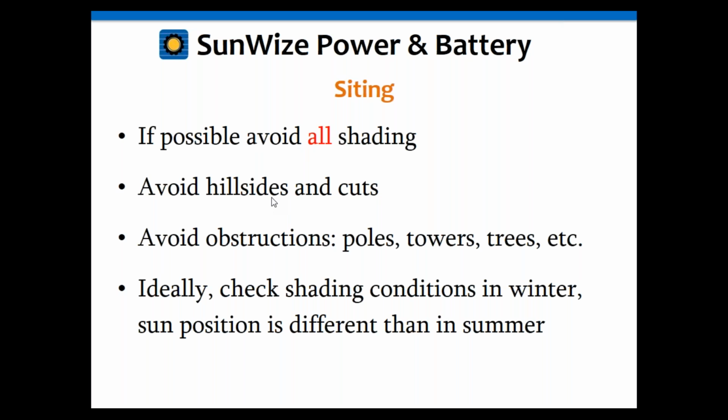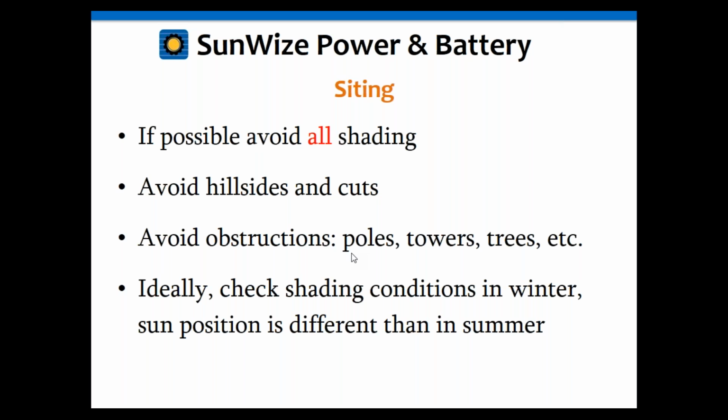Again, that includes hillsides and cuts if it's in a valley or something like that. Obviously trees, poles, that's another one. A lot of times you might have an antenna or other devices nearby that are not already on the pole with the solar module that may actually block it. So you need to be very careful of that.